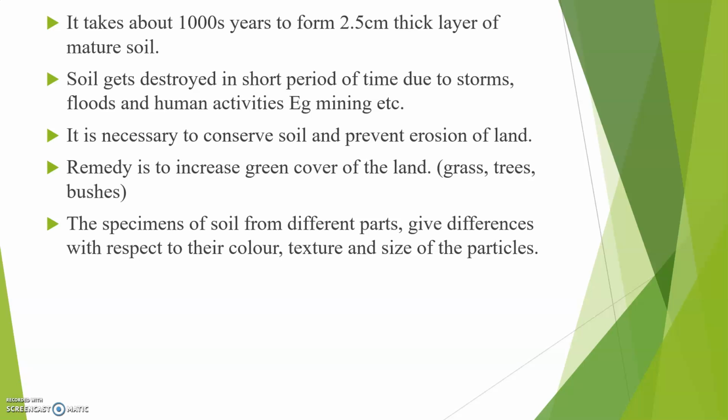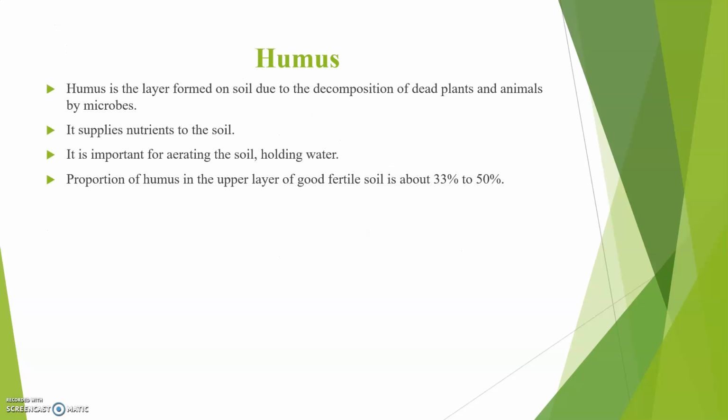The specimens of soil from different parts differ with respect to their color, texture, and size of the particles. So as we go to different parts of the land, we get to know that there are different types of soils. We get reddish soil in one particular region, then blackish soil in another particular region, right? Some soil is very rough, some is smooth, like that.